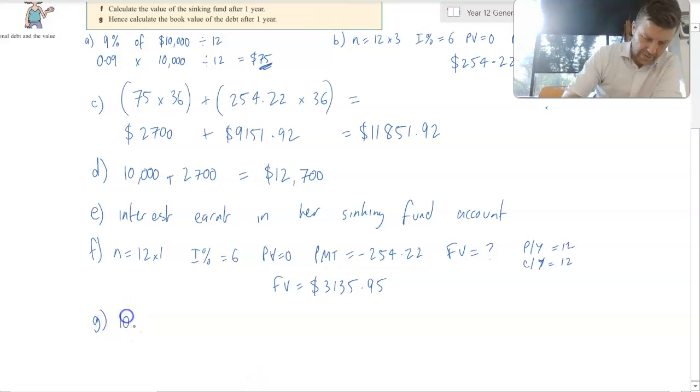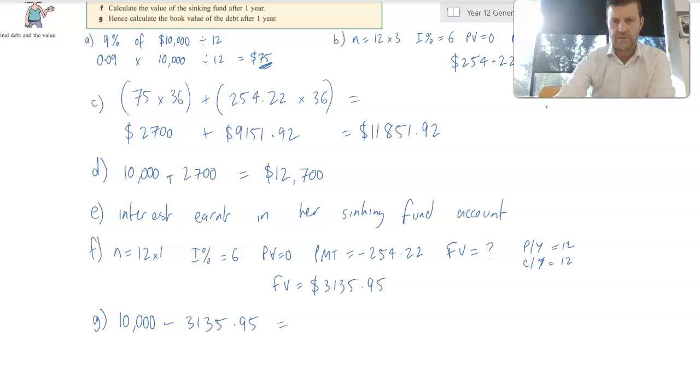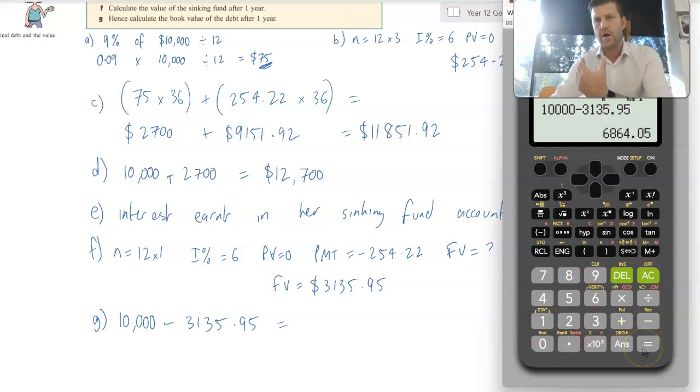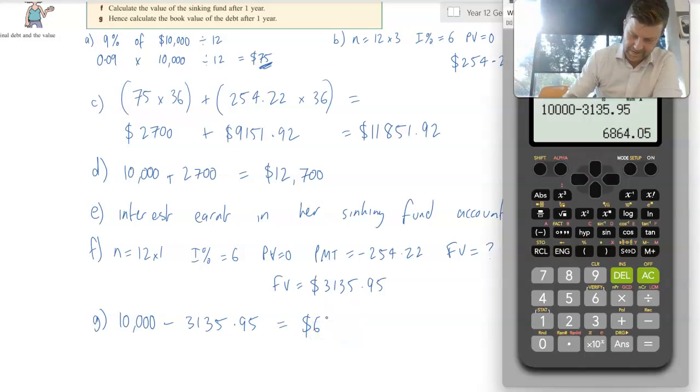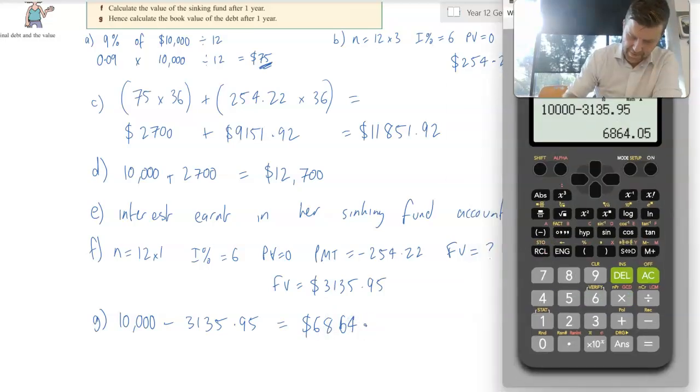So therefore the book value will be the difference between the $10,000 that she took the loan out for and the amount in her sinking fund after that 1 year. If she's asked, after 1 year, do you have any debts? Well, yes, she does have a debt. She doesn't have a full $10,000 debt because she has this amount saved away. So the book value of the debt she has is the difference between those amounts. So it's $10,000, take away $3,135.95, meaning the book value of her debt after 1 year will be $6,864.05.